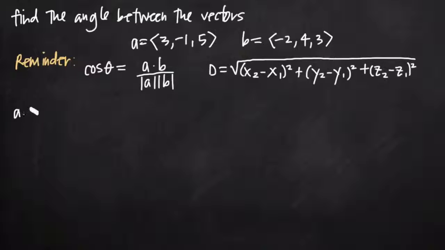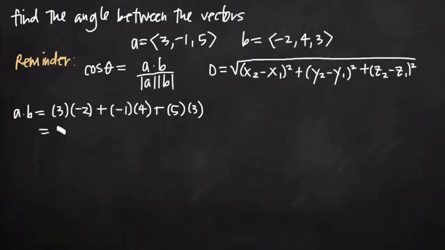So the dot product of A and B is going to be equal to, here we multiply the x values together, so 3 times -2. Then we add to that what we get when we multiply the y components together, -1 and 4. And then add to that what we get when we multiply the z components together, 5 and 3. If we simplify, we get -6 minus 4 plus 15, which gives us 5. So our dot product is 5, and that's what we're going to substitute for the dot product notation in our numerator.